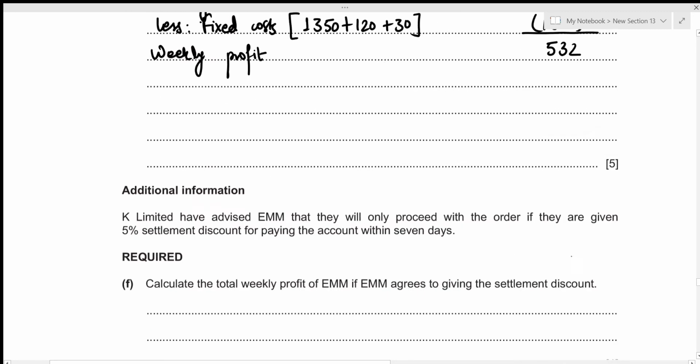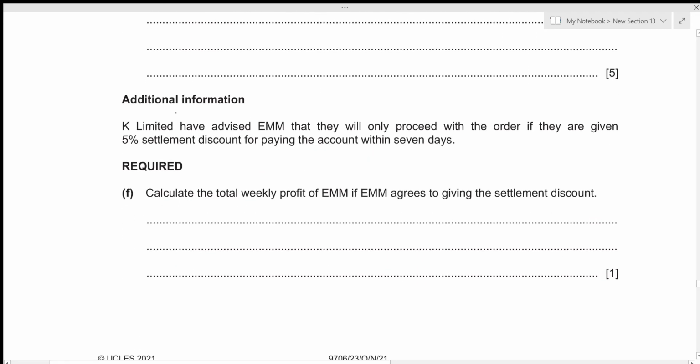Let's move to the sixth one. We're given additional information. K Limited have advised EMM that they will only proceed with the order if they are given 5% settlement discount for paying the account within 7 days. We need to calculate the total weekly profit of EMM if EMM agrees to give the settlement discount. Let's just figure out the settlement discount. So we know that the cost for K Limited is going to be 80 times 48. And we are giving 5% settlement discount, so that's just going to be 0.05, which gives our total settlement discount to be 192.